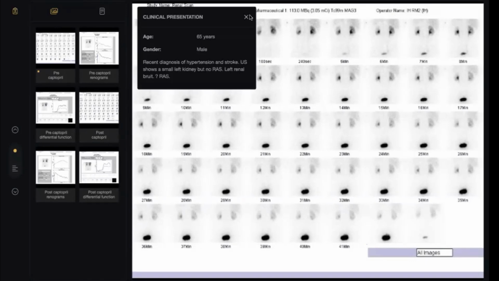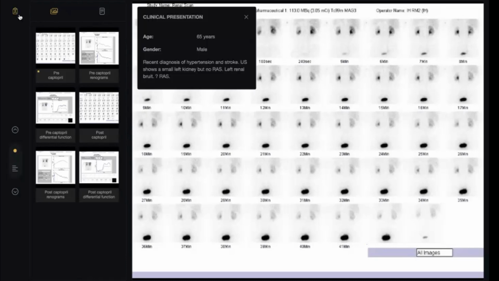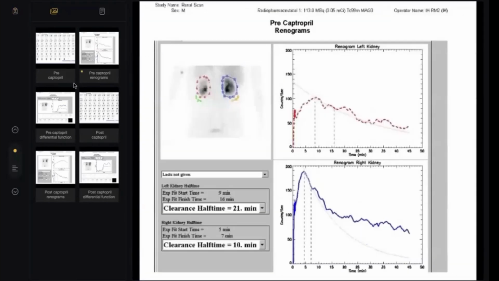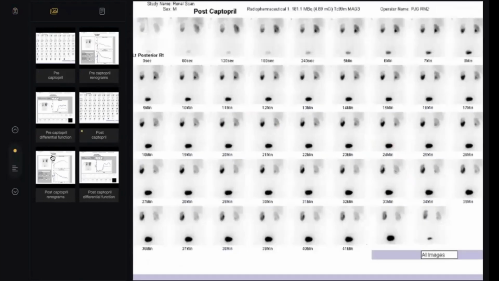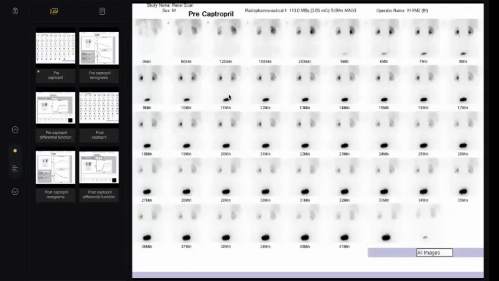Okay, my colleague, first candidate, are you ready? Yes. This is a 65 male patient recently diagnosed with hypertension and stroke. They have a doubt about the renal artery. I will show you. Tell me, what is the name of this study?